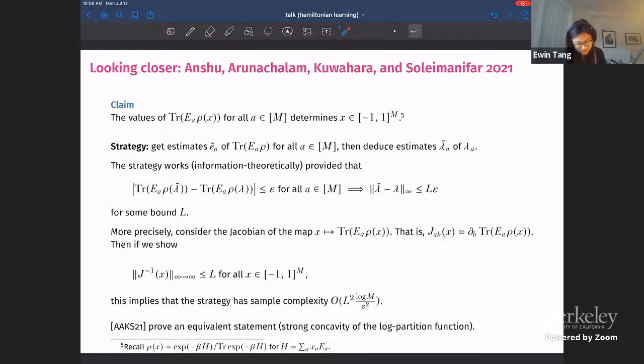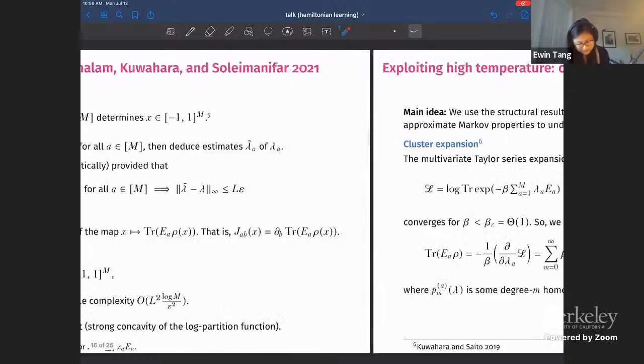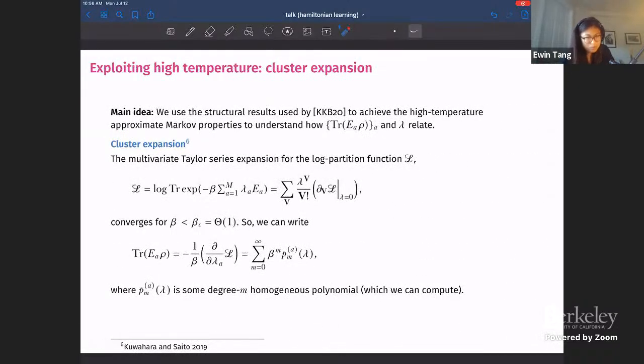So from what I've just stated, all it basically boils down to is considering this map that takes the coefficients to the marginals and trying to bound some function of its derivative. Okay. And what we do from here is use the structural results used to achieve these other Markov property approximations, and instead use them to try to understand how the terms and the marginals relate.